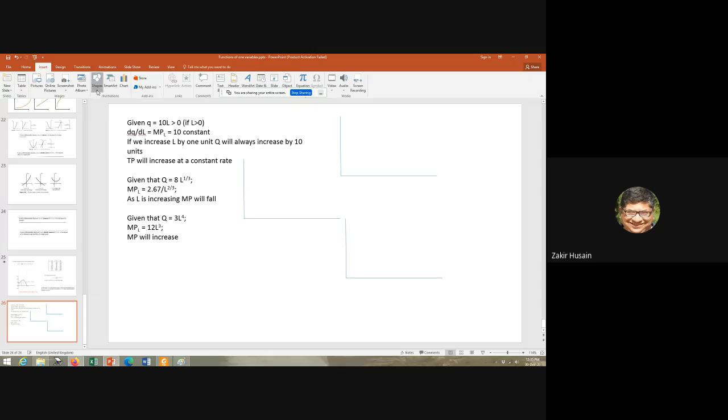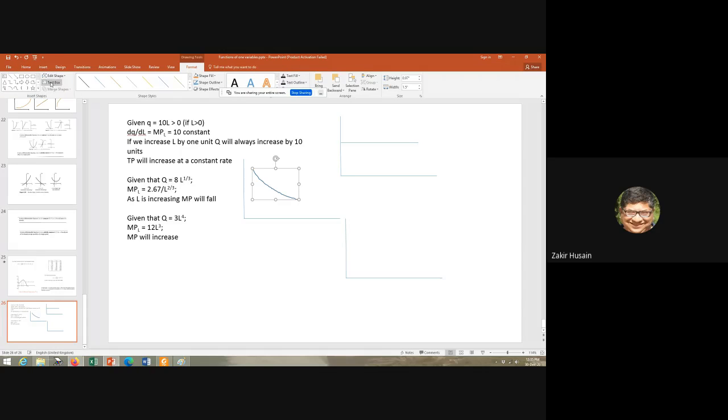In the first case, what do we have? MPL is constant. In the second case, MPL is decreasing. And in the third case, MPL is going up.